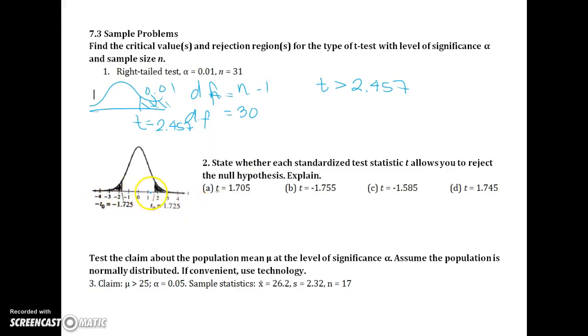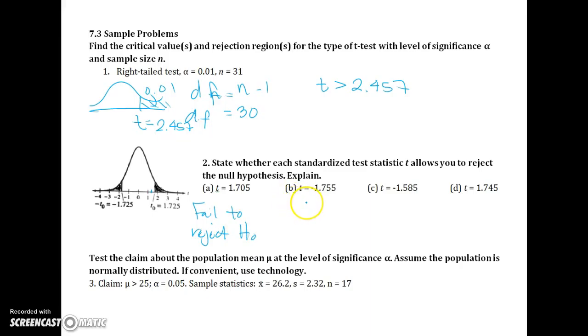So positive 1.705. That's going to be before this. This value is 1.725, so it's going to be just a little bit before. That means if it's in the not shaded region, it's fine. I'm going to fail to reject the null hypothesis, that is.